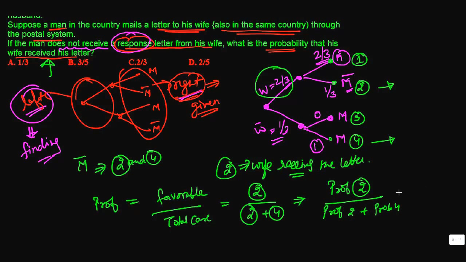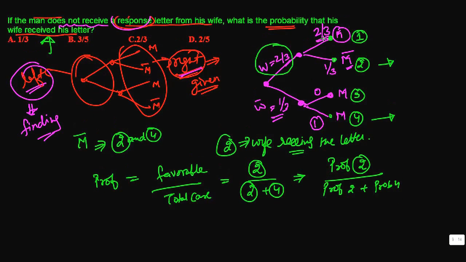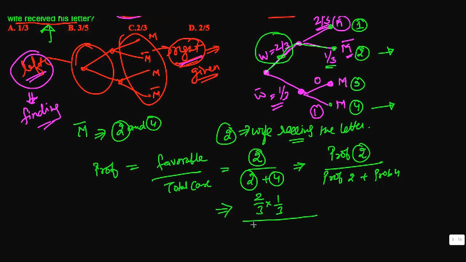Now what is the probability of node 2? From this diagram, the probability of node 2 would be 2 by 3 into 1 by 3, which is just a multiplication of this path and this path. So it will be 2 by 3 into 1 by 3 divided by the probability of node 2, which remains the same, 2 by 3 into 1 by 3. And what is the probability of node 4? Node 4 probability will be this into this, the joint probability of this path and this path, which is 1 by 3 into 1. Right?